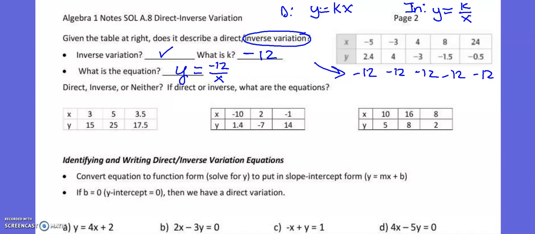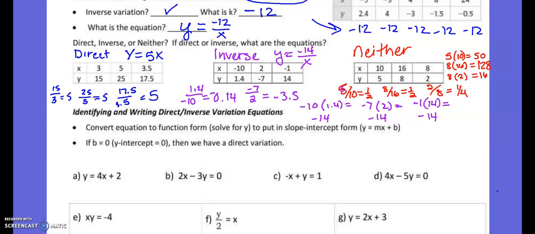All right, go ahead, you try it. You've got direct, inverse, or neither. If direct or inverse, what are the equations? Go ahead and pause your video and decide by multiplying your x and y together, if it's an inverse variation, or dividing y by x to see which you have. Go ahead and pause your video.